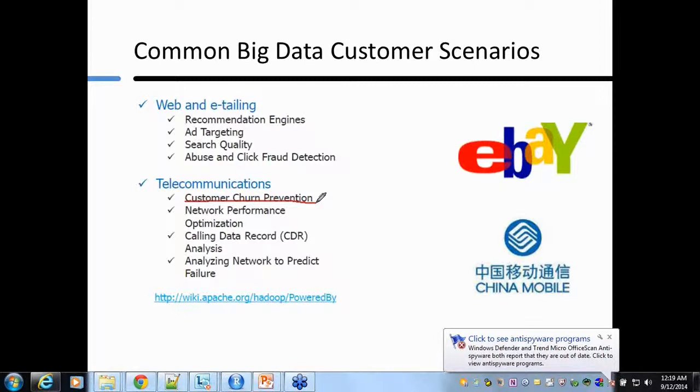And that is one very good way of retaining your customers. It is very important for any business to retain their customers, and that is how they do it using this technology. So that is one such use case that I wanted to talk about. Okay.